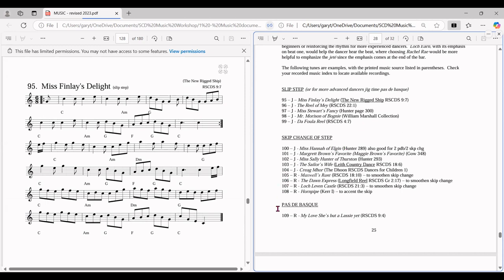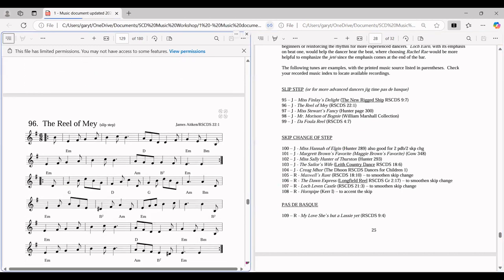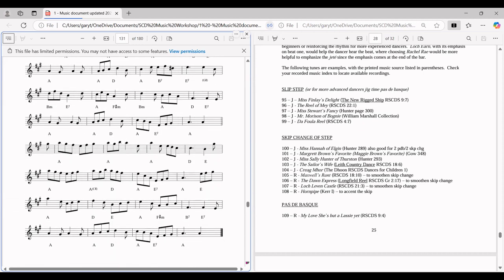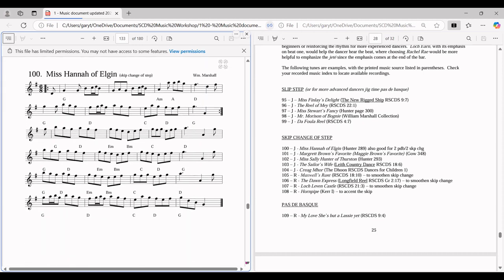Okay, on to example number 100 for skip change of step. Right? Ready, and. I believe it was Muriel Johnston who commented to me that she likes to use this tune for a class doing 2 pas de basque followed by 2 skip change of step. So think about that now as they play those 8 bars again. Ready, and.